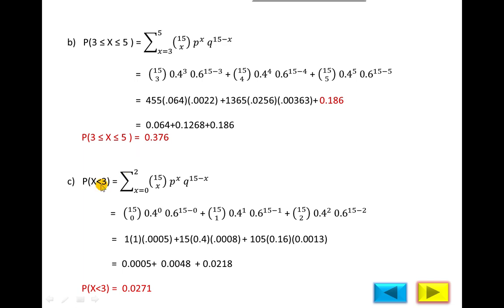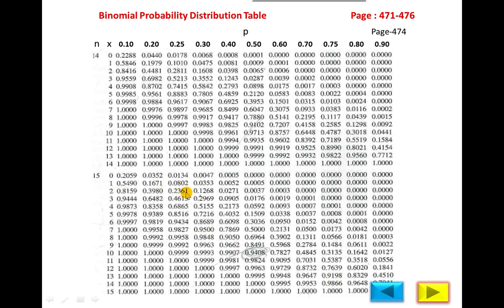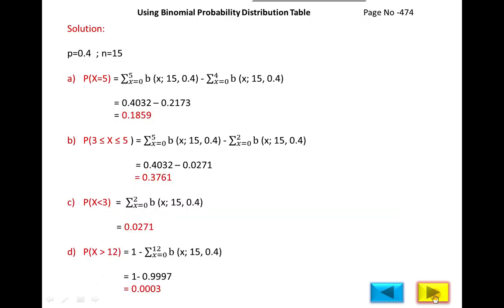And the next part, less than 3 means 0 to 2, so we will write directly the value of 2, 0.0271, because this is the probability of 0 to 2. So write directly 0.0271 as the probability of 0 to 2. Same answer.